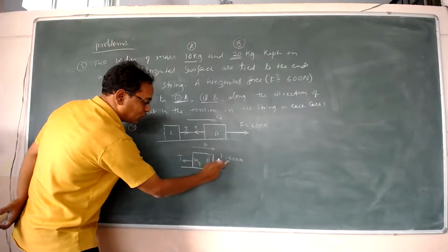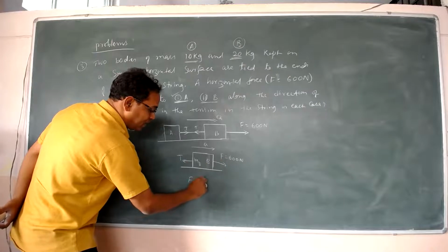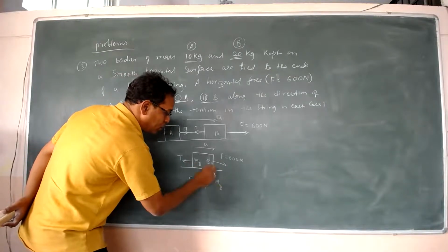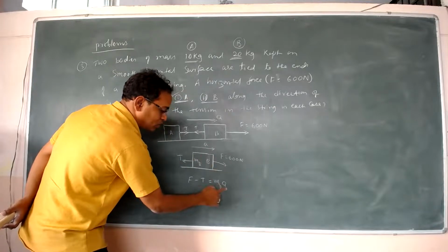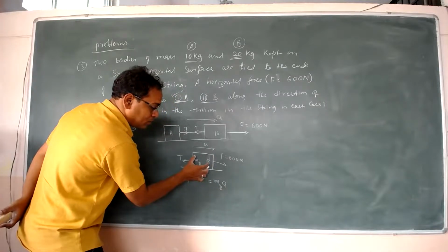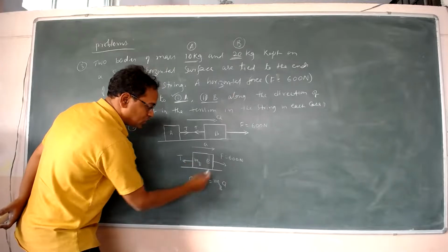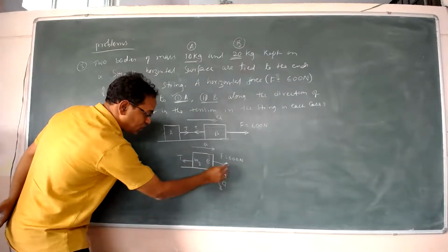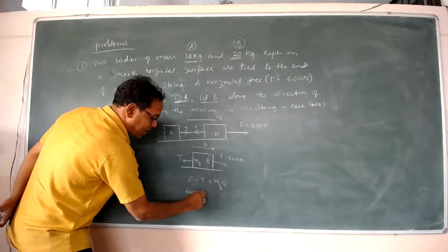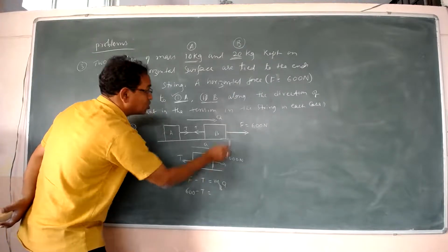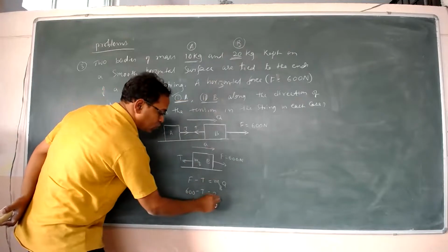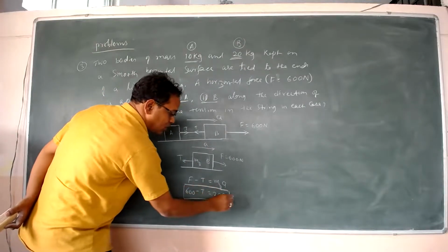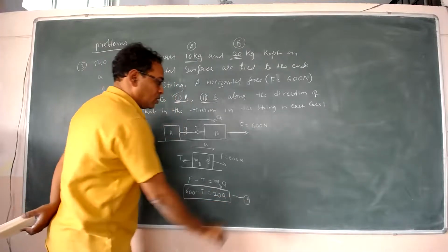Therefore, the net force is given by F minus T. F minus T is equal to m_B into acceleration. Mass into acceleration will give the net force acting on it, which is nothing but the difference of these two. Therefore, 600 minus T is equal to m_B, that is 20, into A. Say this as equation 1.